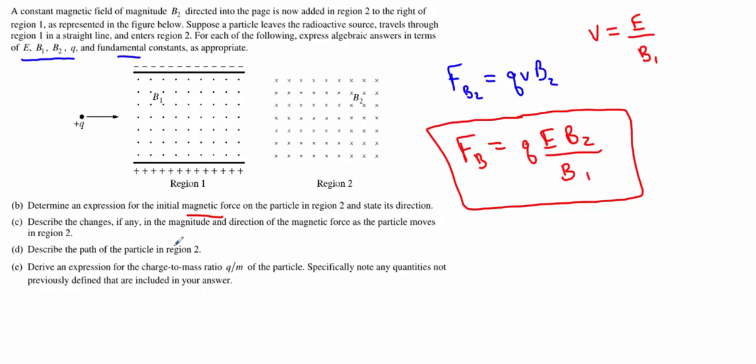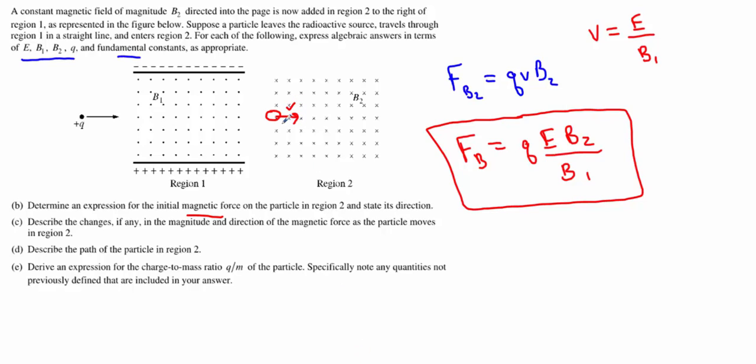C. Describe the changes, if any, in the magnitude and the direction of the magnetic force as the particle moves through region 2. So, as it travels through region 2, mind you, the velocity is constant in terms of its magnitude, but not in terms of its direction. So I'm going to just toss this particle in here somewhere, assuming that it's traveling to the right at that spot, which it really isn't. This is actually right here. Here's where the particle enters the field with the velocity to the right.